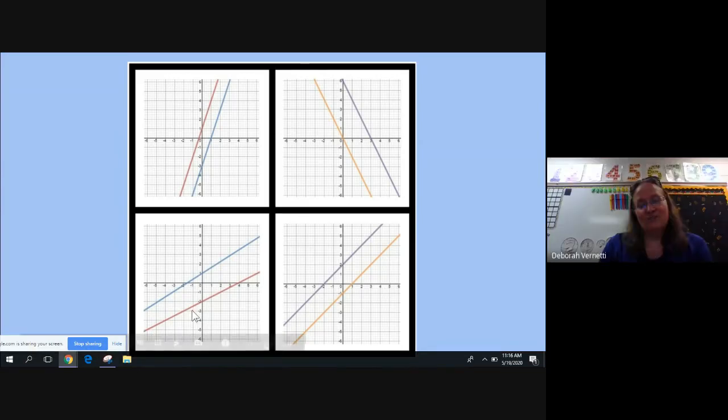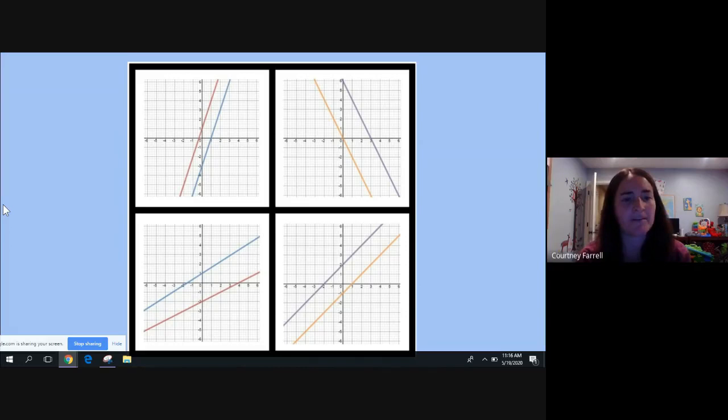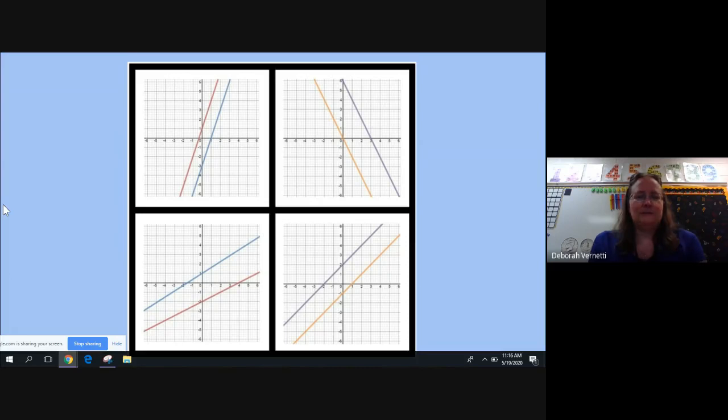So are you thinking maybe we could say, Mrs. Farrell, that the bottom left doesn't belong with the others because the 2 lines have different slopes, or the 2 lines are not parallel? Yep, they're not parallel. They will be intersecting. And yes, they do have different slopes as well. Okay, cool.